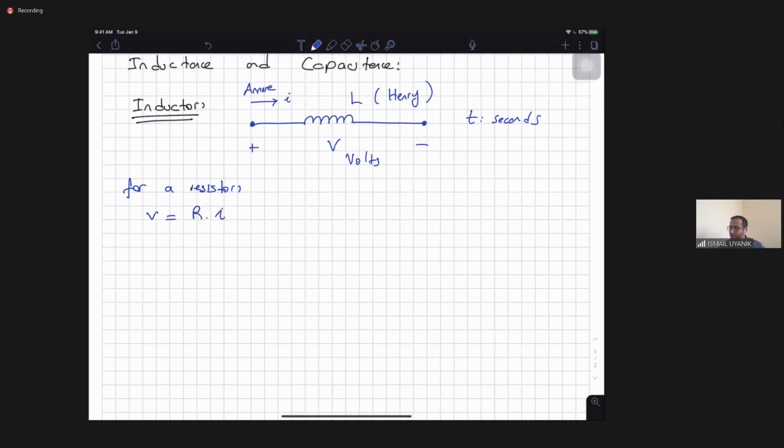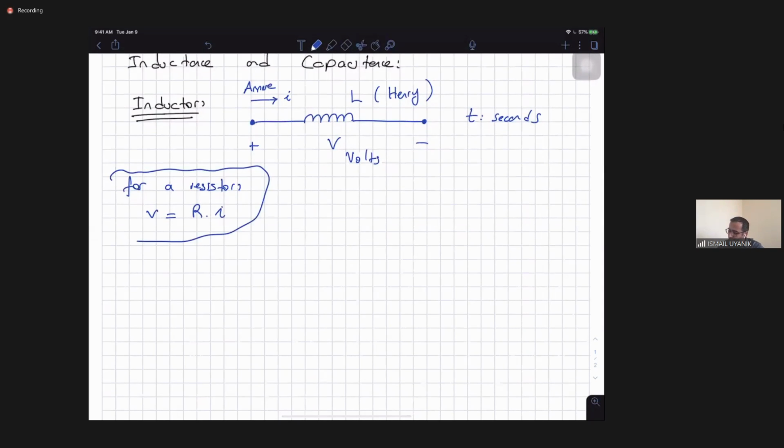So now we really need to generate a similar relationship for voltage and currents of an inductor. This is not as simple as in the case of resistors, but of course it's not really a big issue. In the case of an inductor, the voltage-current relationship will be written as V equals L times di over dt.